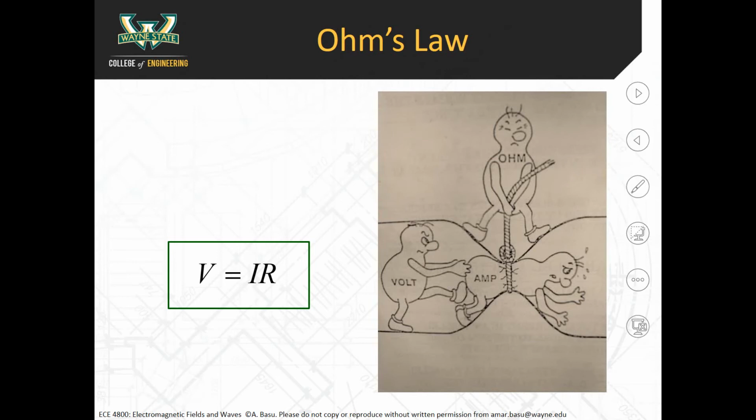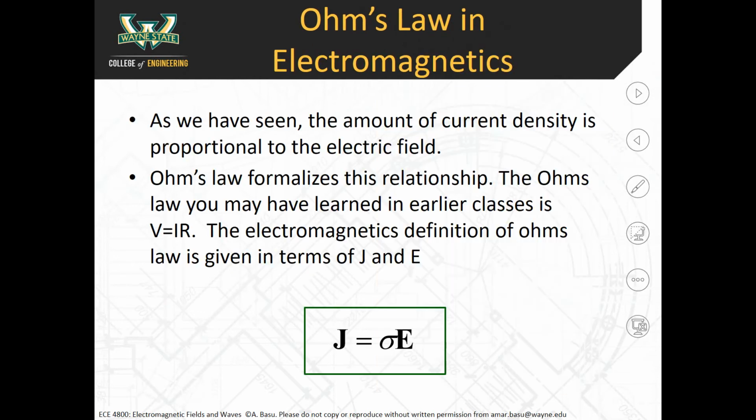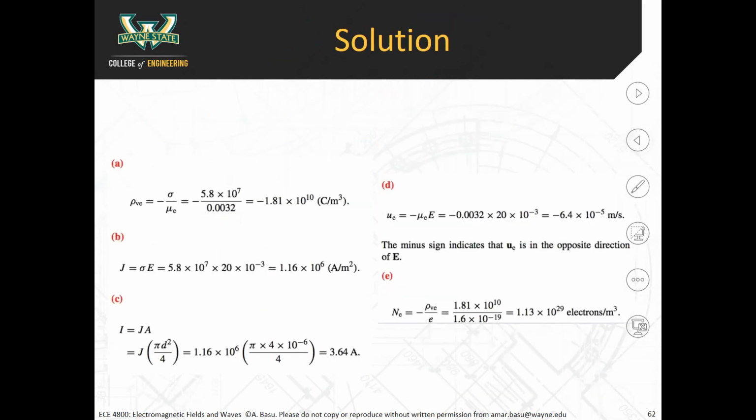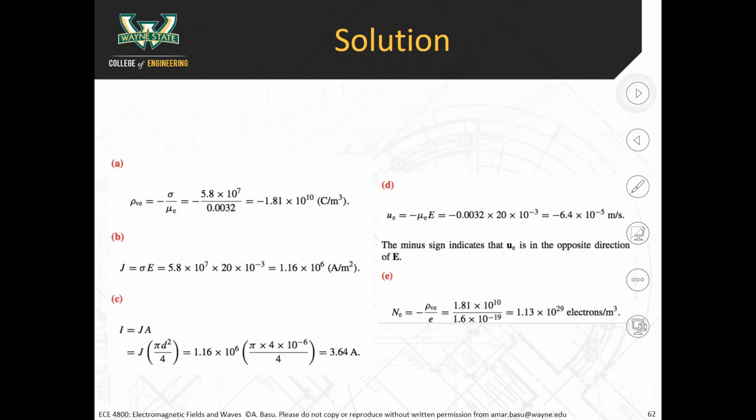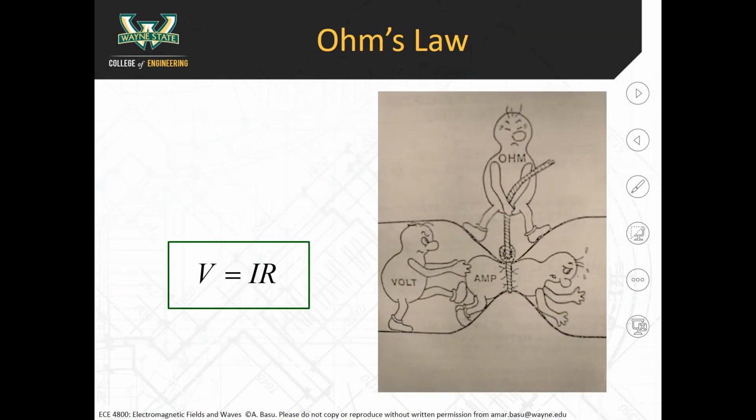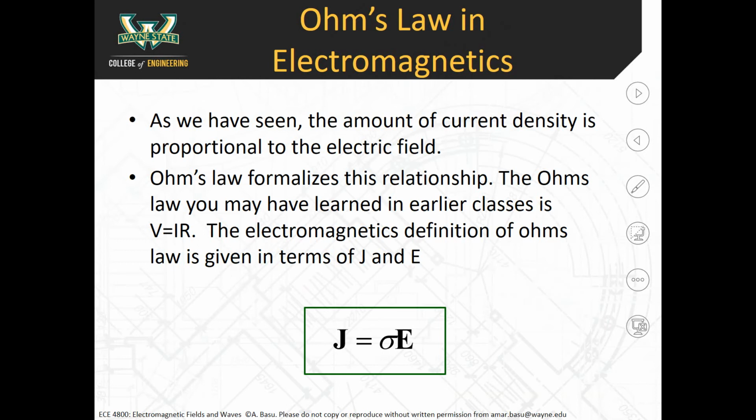We'll just continue. So Ohm's law is V equals IR. Now, in the electromagnetics world, this is another form of Ohm's law. You've learned V equals IR in your previous classes, but in electromagnetics, the definition of Ohm's law can be given in terms of J and E. J is equal to sigma times E, and that's basically the same thing that you've seen in these previous slides. I'm putting another slide on it just because I want to emphasize the relationship between V equals IR and J equals sigma E. It's really an analogous relationship, as we'll see.